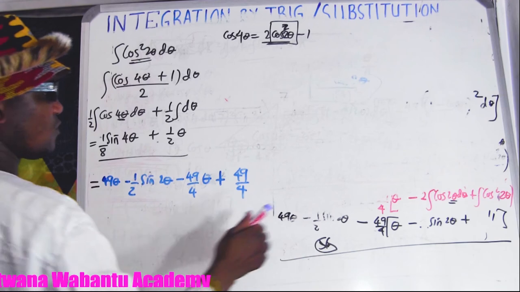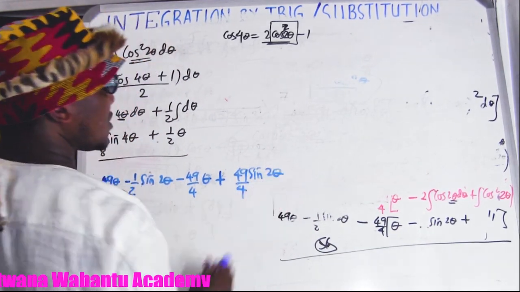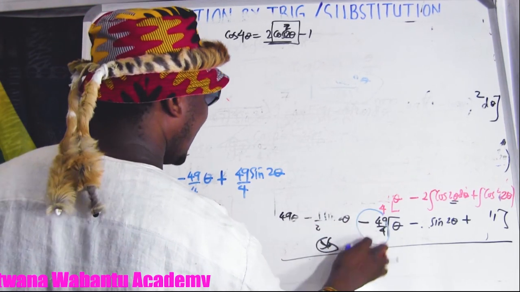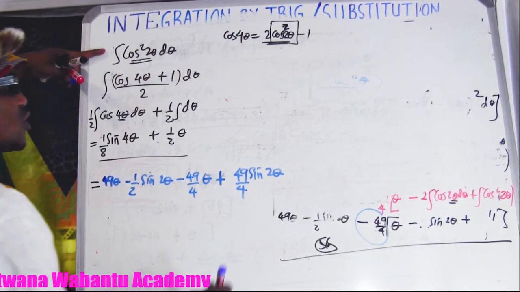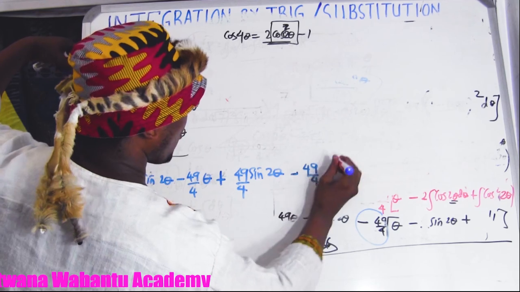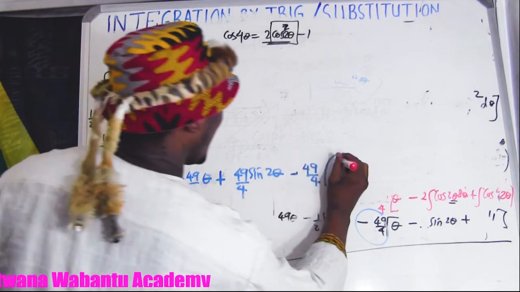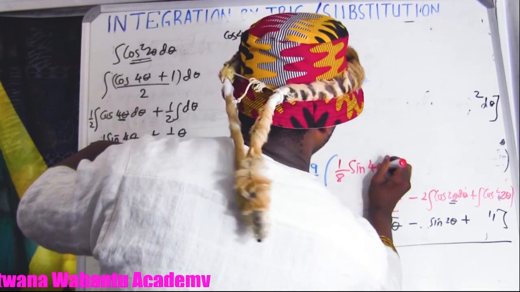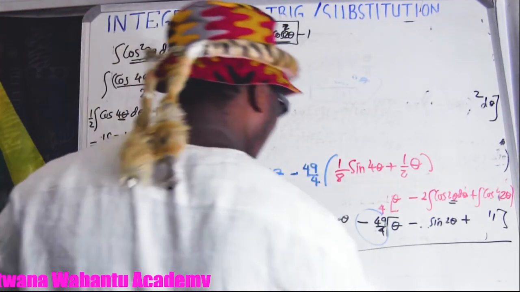For 49 over 4, 49 over 4, and then sine 2 theta. Okay, now we're going to have to take this and multiply it with that, which is this. So I'm going to say minus 49 over 4, we multiply by this answer here, which is 1 over 8 sine of 4 plus a half theta. See what I'm saying? Plus a half theta.